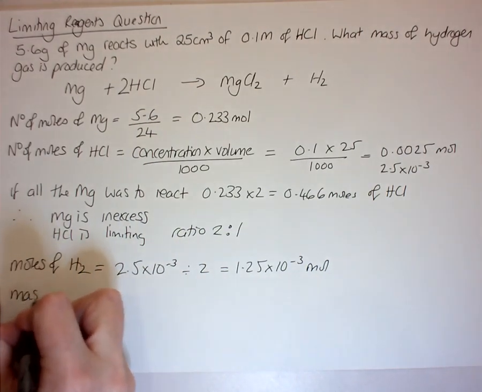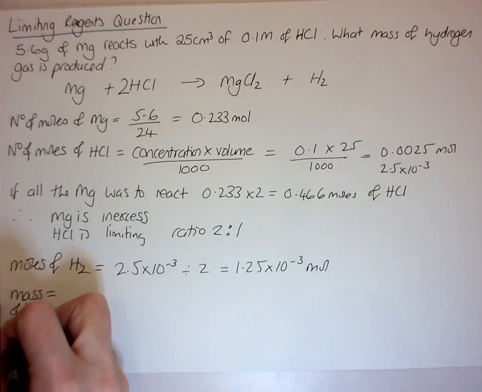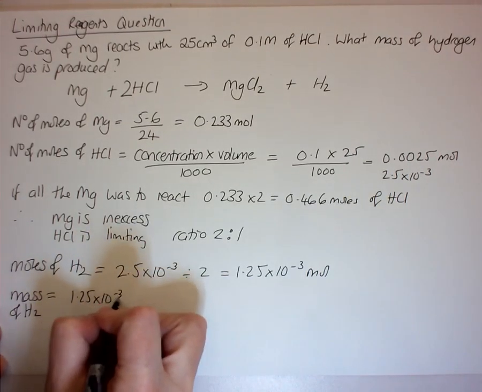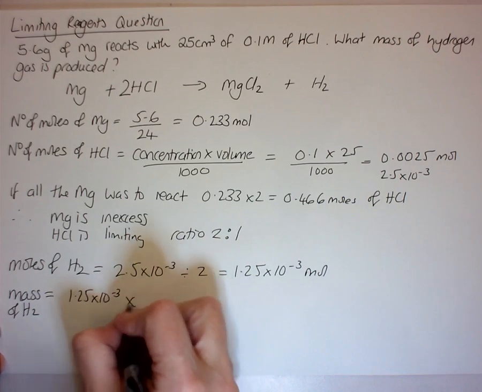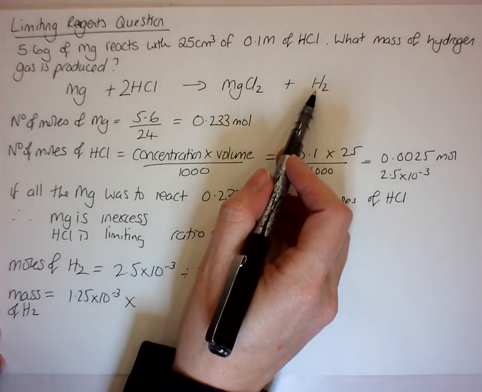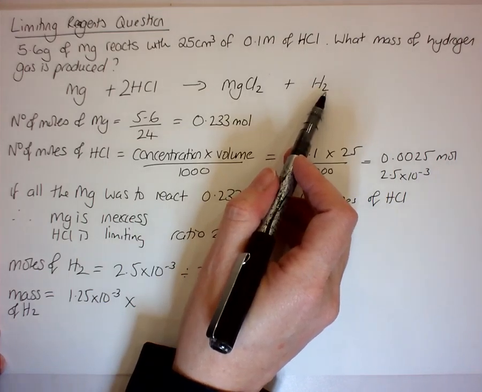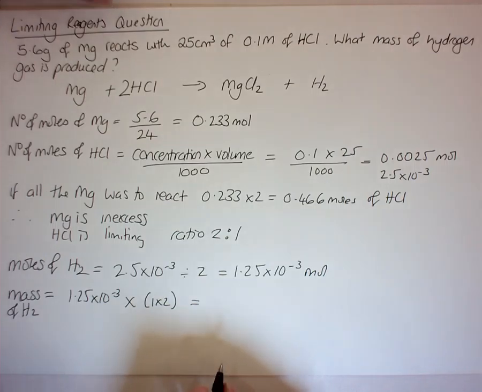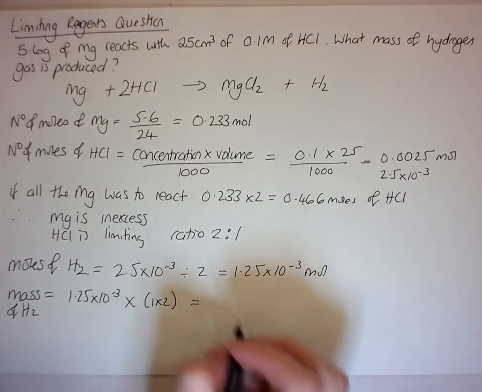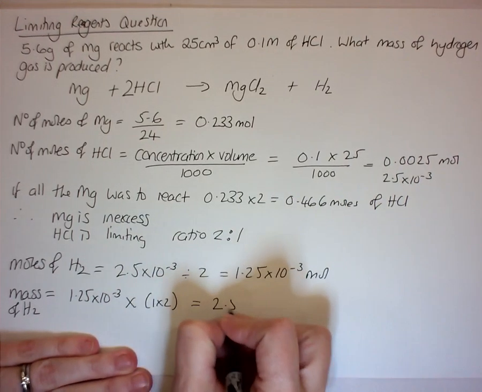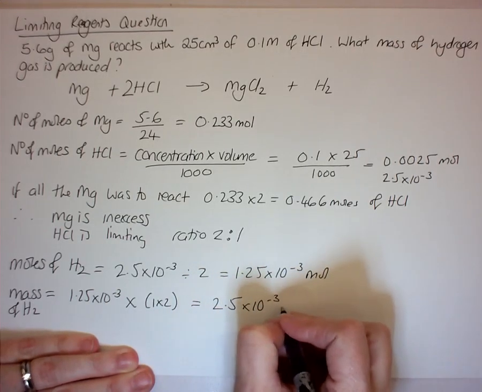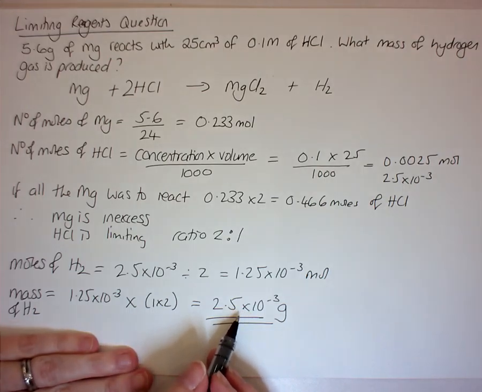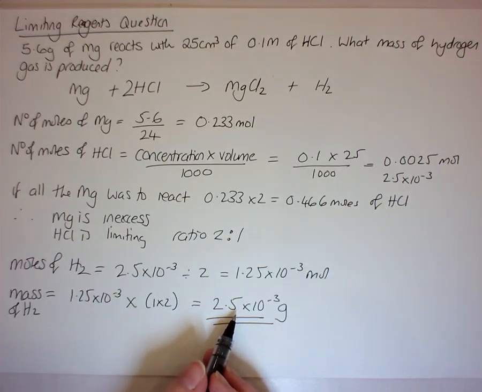And then I can convert this to a mass of H2. Mass of H2 is the number of moles, which you must be used to using this equation by now, times by the relative molecular mass. Relative atomic mass of hydrogen is 1, 2 of them, so it's 1 times 2. So I get my original answer back: 2.5 times 10 to the minus 3 grams. Very little, but that's what we would probably expect, as hydrogen is a very light gas.